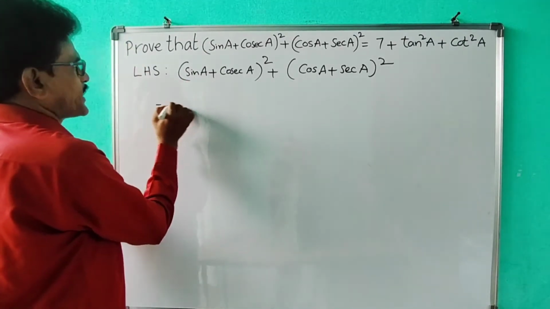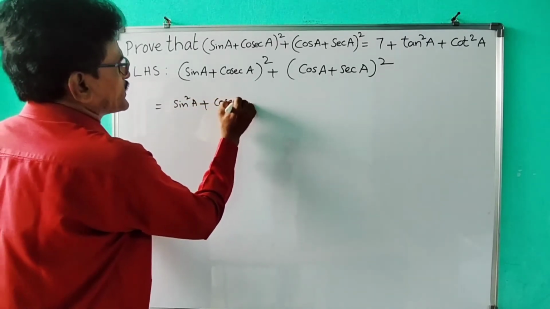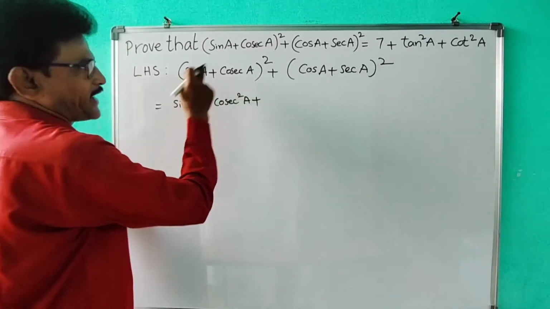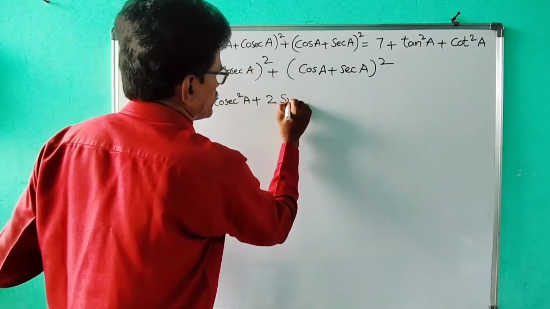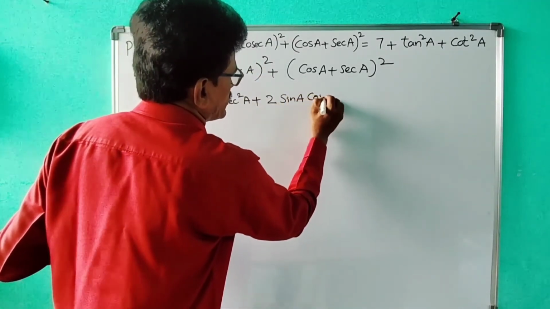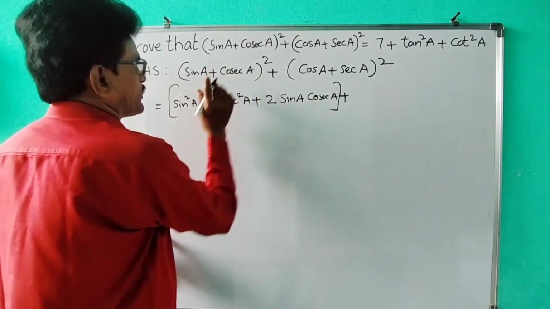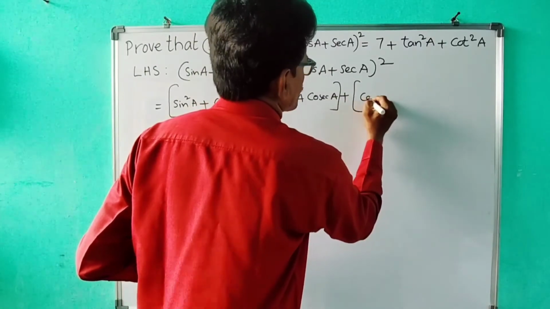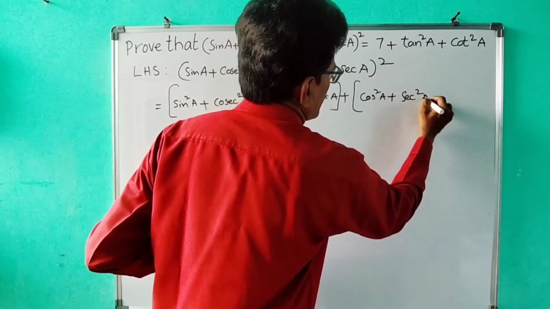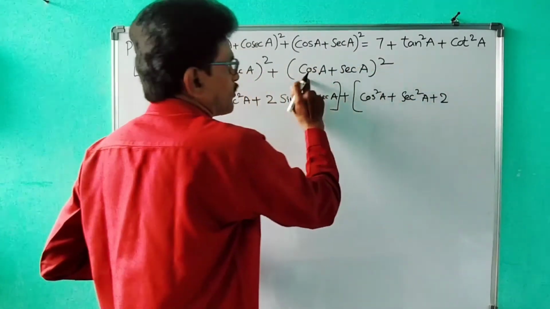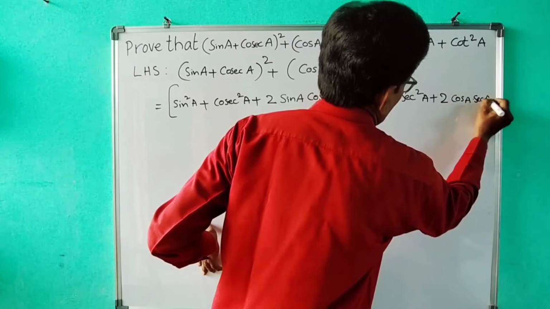So I am writing this one as sin square A plus cosecant square A plus 2 into sin A into cosecant A, 2 sin A cosecant A. Similarly here also, this is the first one. The second one also: cos square A plus secant square A plus 2 into cos A secant A, 2 cos A secant A.